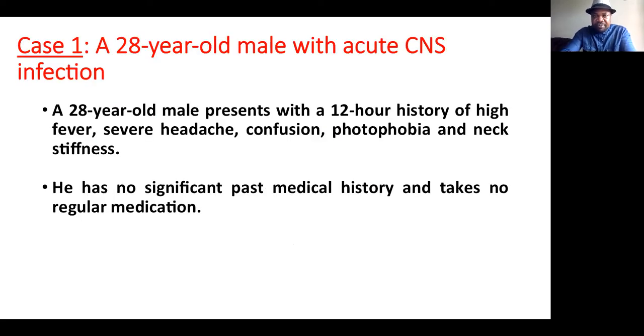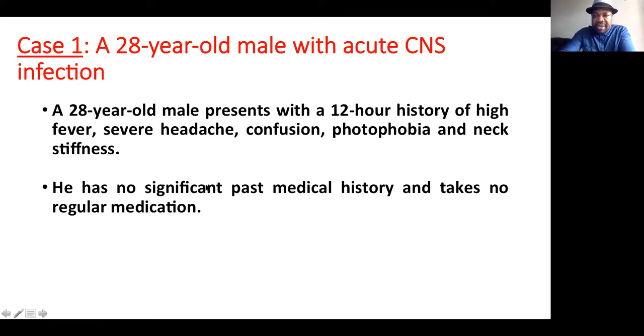So let's introduce this first part of our lecture with a clinical case study of a 28-year-old male patient with acute CNS infection, so central nervous system infection. This is a case of a 28-year-old male patient who presents with a 12-hour history of a high fever, severe headache, confusion, photophobia, and neck stiffness. You can see that those are classic signs of meningitis.